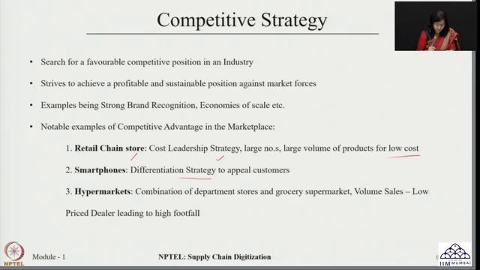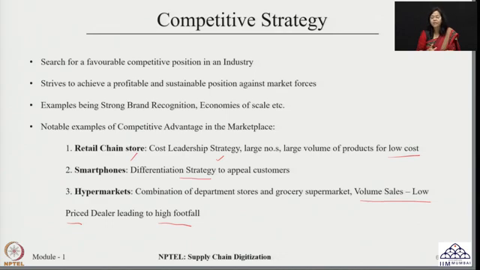The next example we can pick up is hypermarkets. Hypermarkets are a combination of department stores and grocery supermarkets, where you will get all types of products under one roof, and people are happy to visit these places as most of their daily requirements and family needs are taken care of here. For such hypermarkets, which try to offer almost all the products that meet family needs, the strategy is all about focusing on volume sales. Because you are selling products in high volume, the pricing offered is low, and because of this high volume and low price, it is able to attract more and more customers, which leads to high footfall.